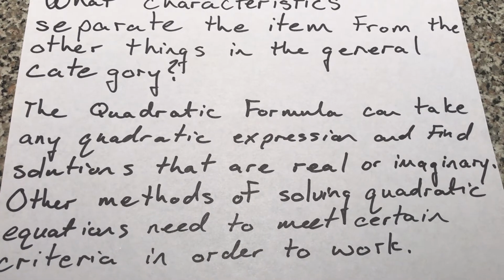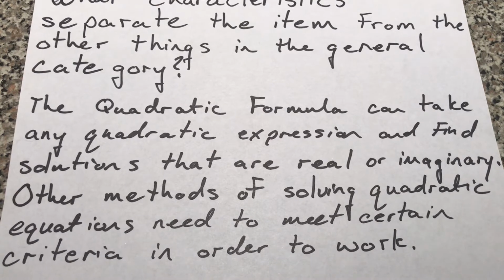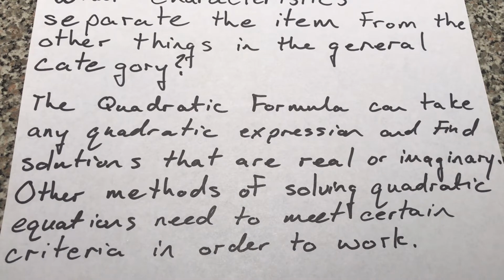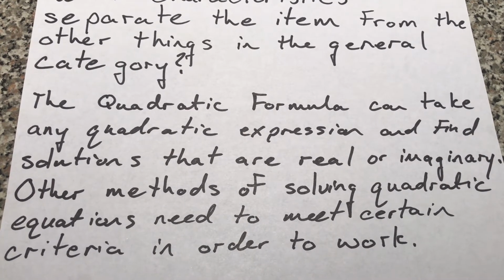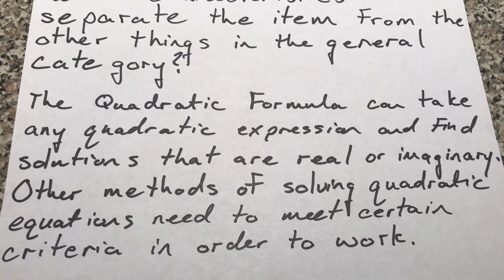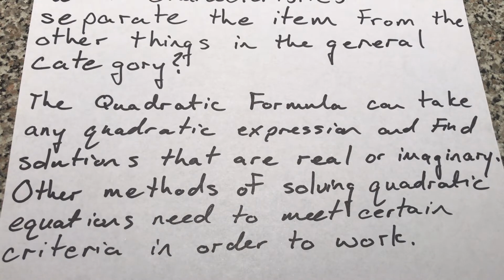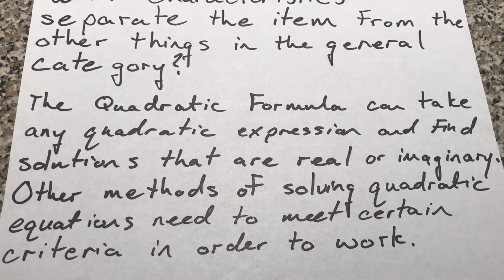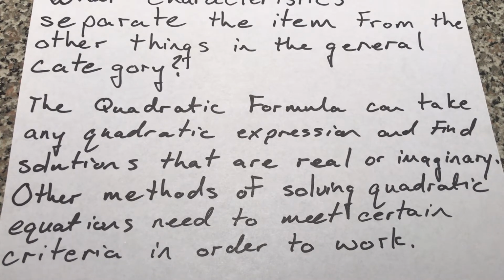Other methods of solving quadratic equations need to meet certain criteria in order to work. So they need certain things to line up in order for you to even be able to use them. Whereas the quadratic formula can use any quadratic expression. As long as it is a quadratic expression, it can work, and it can give you all the solutions that are within it. Other methods may only be able to give you real solutions.